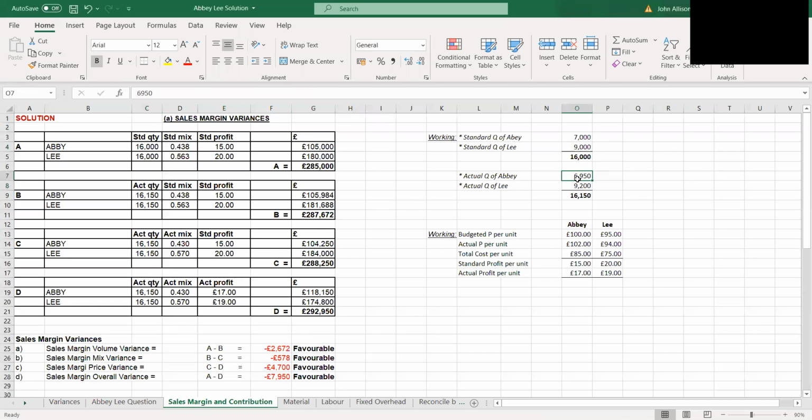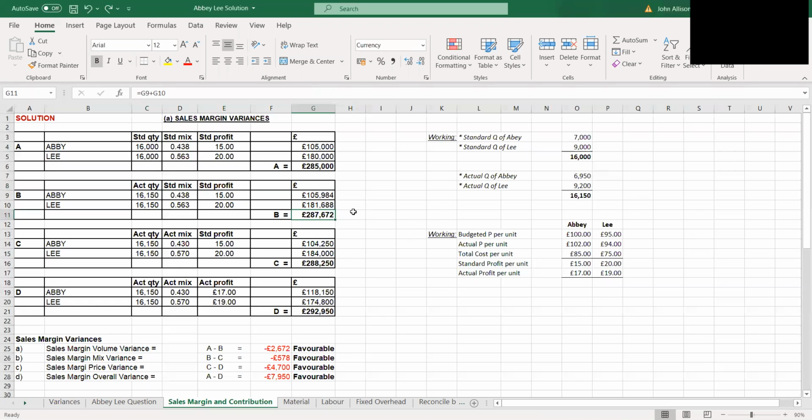So again, we just add these numbers together. We add the 6,950 and the 9,200 to give us 16,150. So the 16,150 goes in here. Again, we just multiply through as standard to get these two numbers. That's the calculation there for Abbey, and that's the calculation for Lee. Then we add these together to get B.